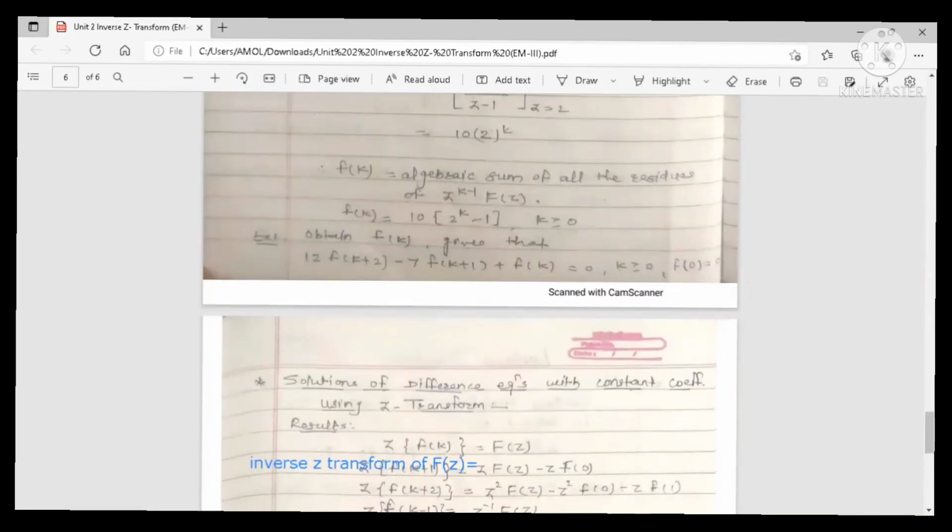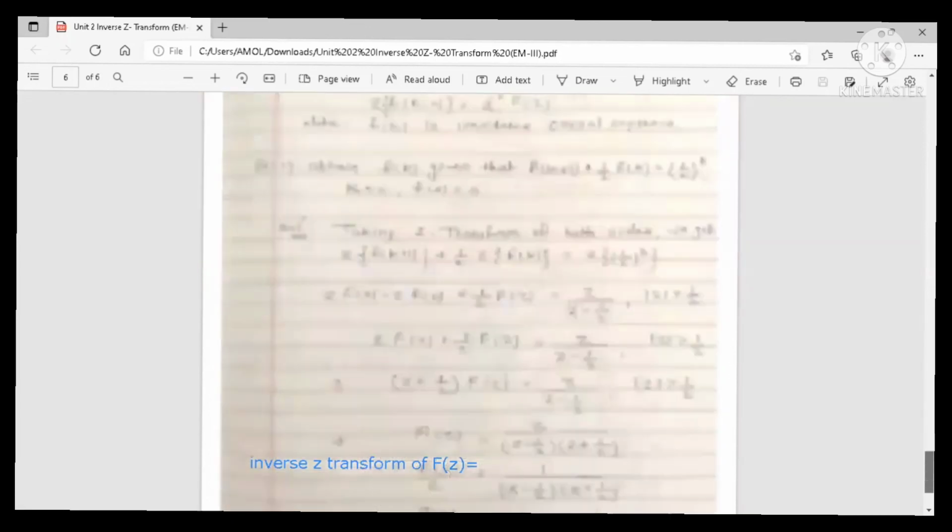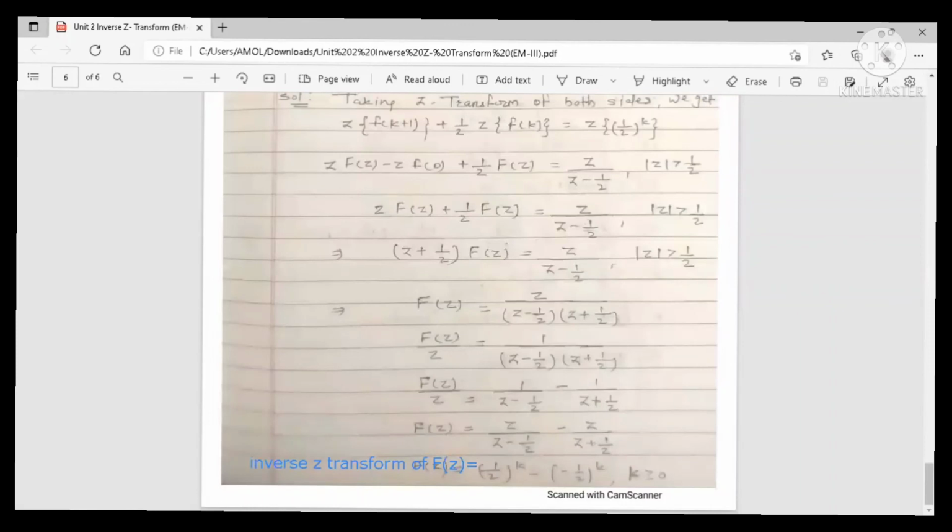So in a difference equation, we use both transforms. First we use the Z transform and then the inverse Z transform, both transforms, to find the sequence. So all the topics of the transform are over here, and the second unit is also over here. Thank you.